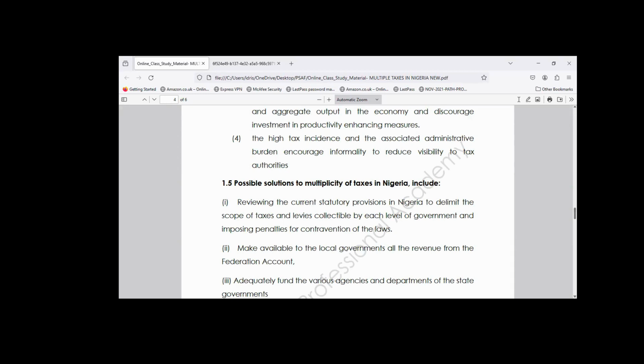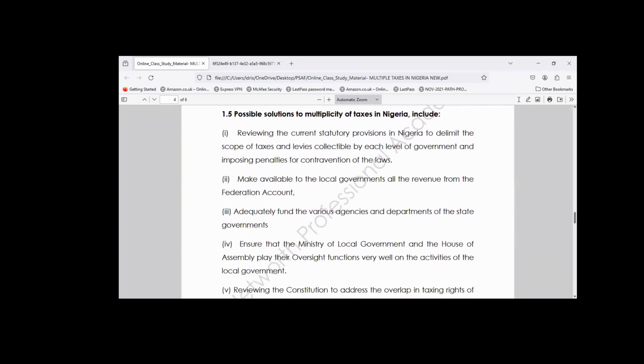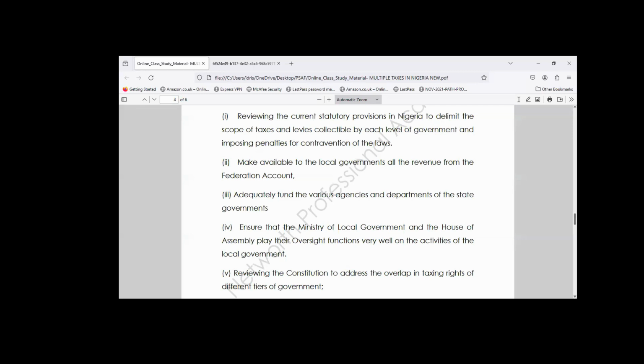Let local government stand on their own. Don't let local government be dependent on states. By that time, local government will have more revenue. They will not be introducing new taxes that are not stated in the law, which can result in multiple taxes. Secondly, adequate funding of various agencies and departments of the state government. Various agencies and departments of the state government should be adequately funded so that they can stand on their own. If you fund them very well, they cannot introduce any multiple taxes.